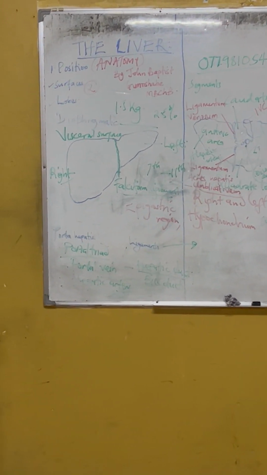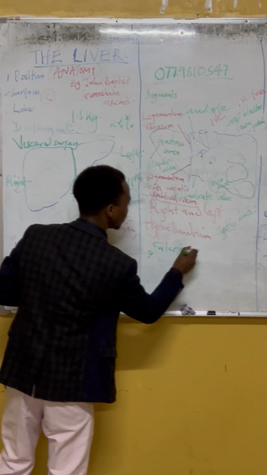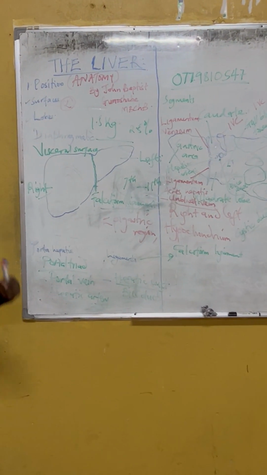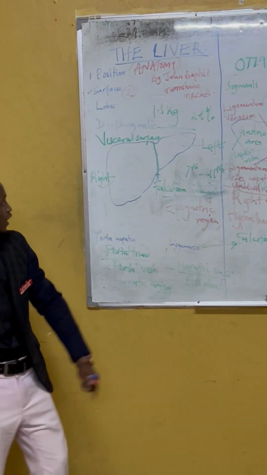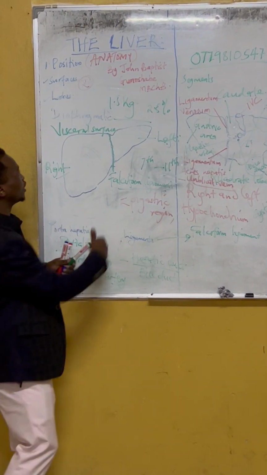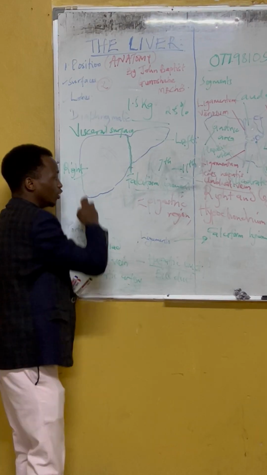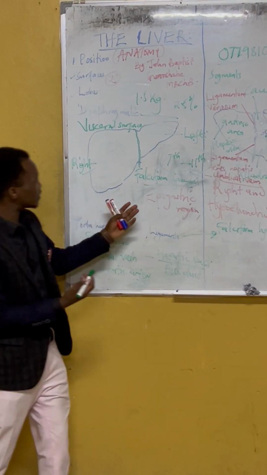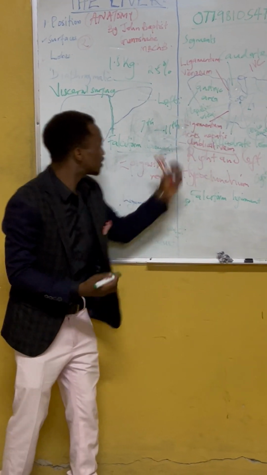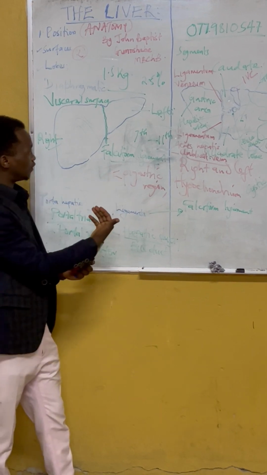Ligaments of the liver, we have what we call the falciform ligament. The falciform ligament separates the functional lobes of the liver, the left liver and the right liver. The falciform ligament cuts across these two, the left and the right. It joins with the ligamentum teres hepatis that is coming from the visceral side of the liver.